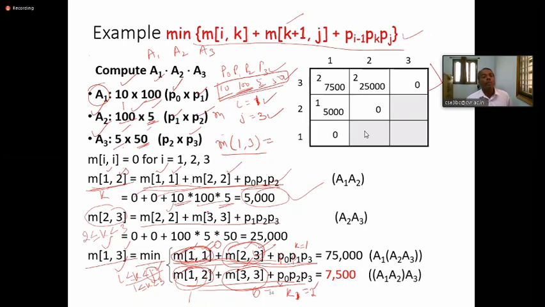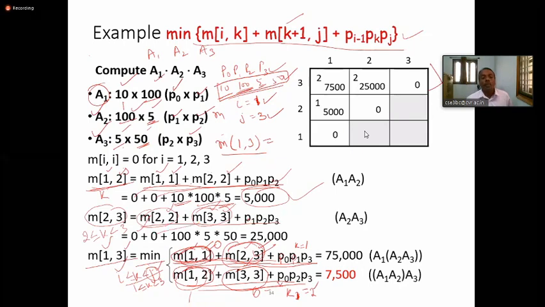Then M of I plus 1, K plus 1, J. That means K plus 1 is 2 plus 1, 3. M of 3,3. Now M of 2,2 is a single matrix, that's why it is 0. M of 3,3 is also a single matrix, so it is 0.